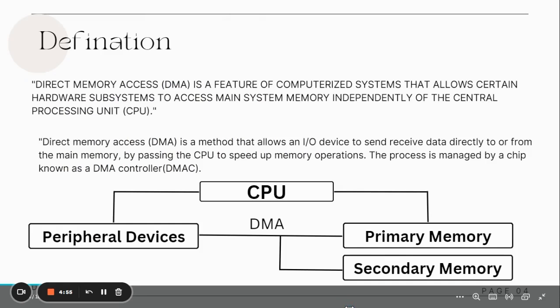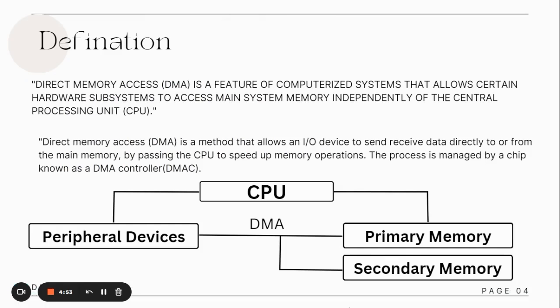Direct memory access is a feature of computerized systems that allows certain hardware subsystems to access main system memory independently of the central processing unit. Direct memory access is a method that allows an I/O device to send or receive data directly to or from the main memory, bypassing the CPU to speed up memory operations. The process is managed by a chip known as the DMA controller.